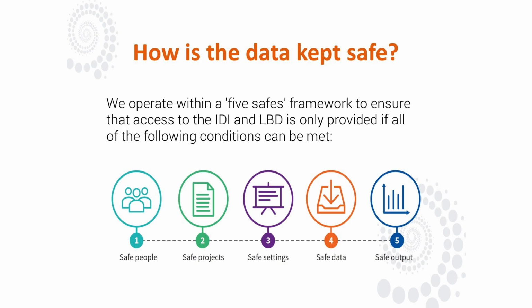Safe data, that refers to the data itself. So when the researchers are in data labs working within the virtual private network, they are using de-identified data. So that's data where names, dates of birth and exact addresses have been removed, and any unique identifier has been encrypted. So that data is not confidential at that point, but there's a very good reason for why that is. 1, the safe data works alongside the other 4 safes to ensure the right environment.